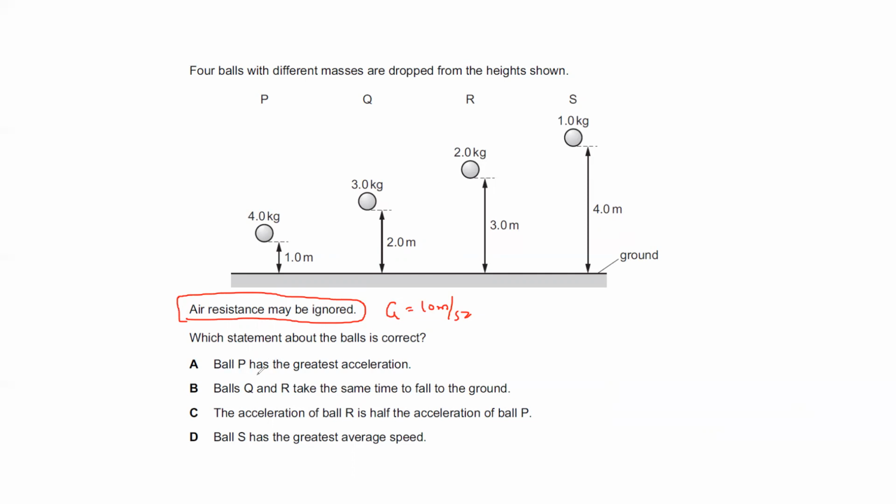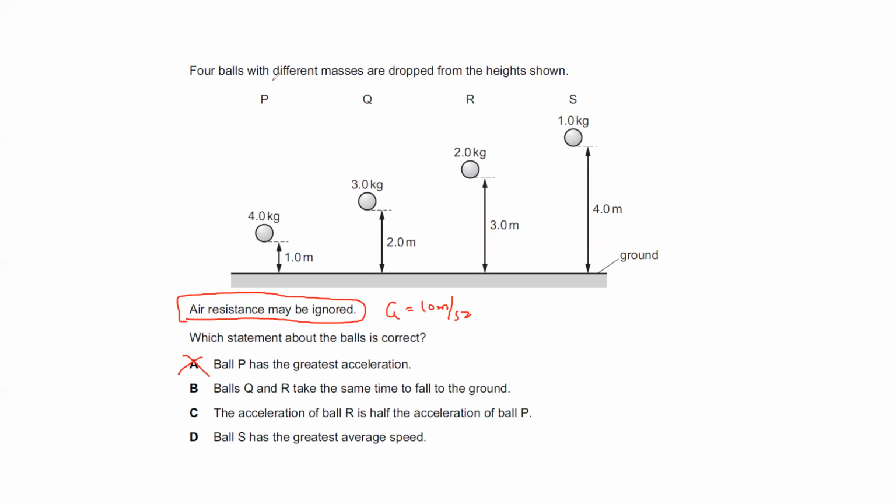When we check option A, ball P has a greater acceleration, that's wrong. Why is it wrong? Because without air resistance, whether the object is heavy or lighter, they all have the same acceleration. Balls Q and R take the same time to fall to the ground.